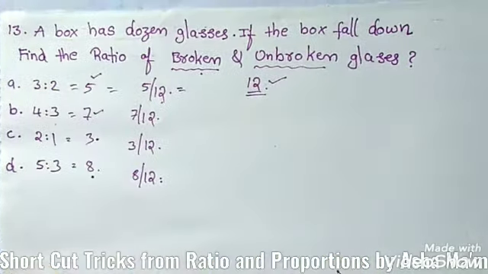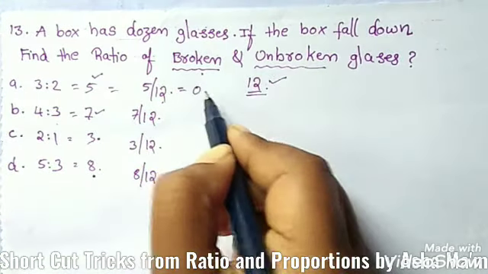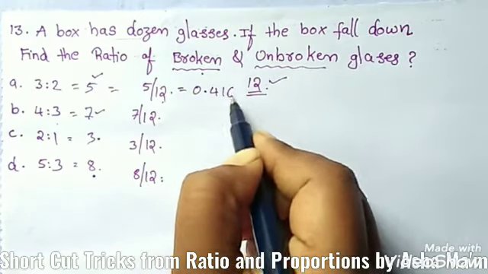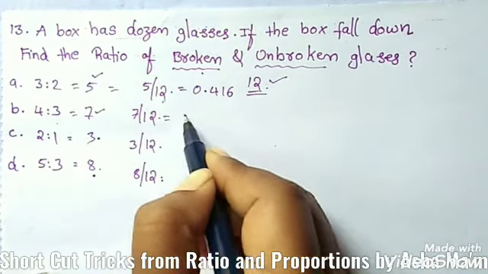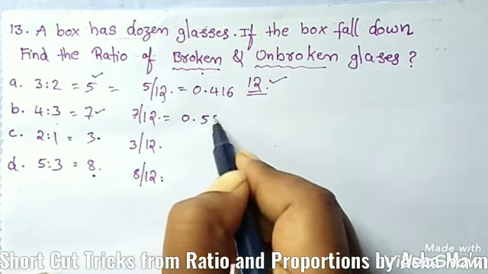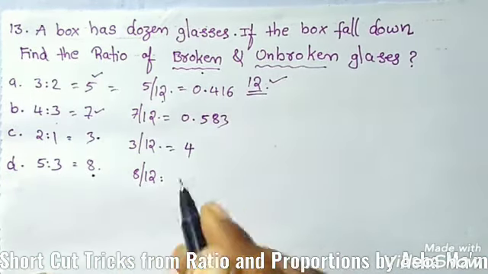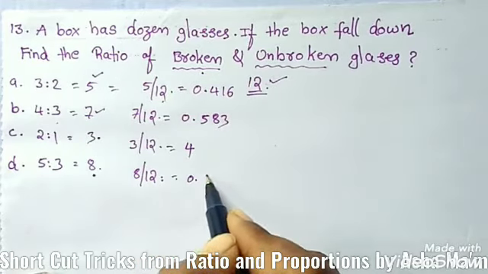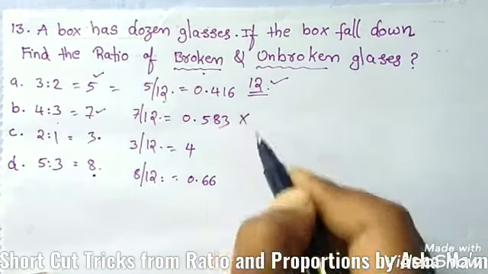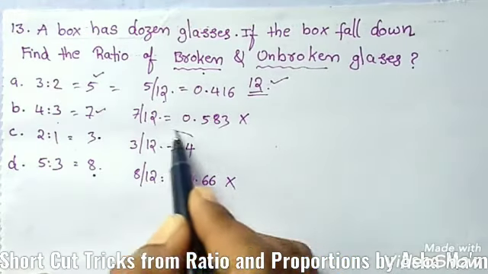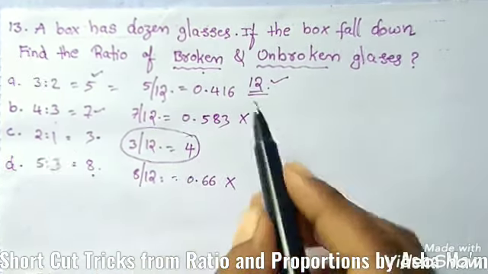Now 5 by 12, that should be 0.416, and 7 by 12, that is also 0.583. Here 3 by 12, that should be 4. 8 by 12 is 0.66. So this is the wrong answer. This is the wrong answer. Here 12 is divisible by this 3.